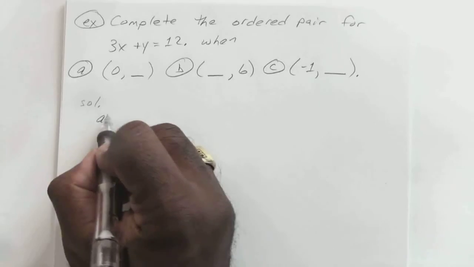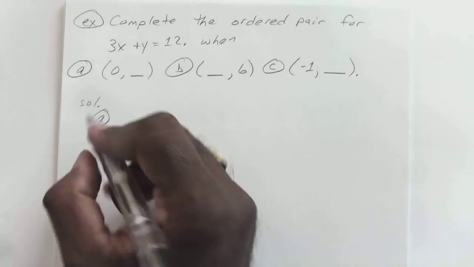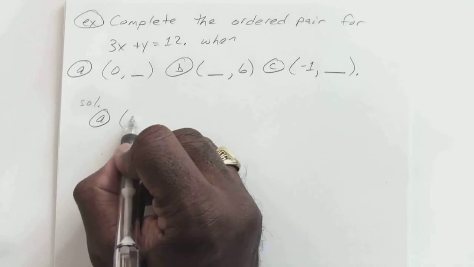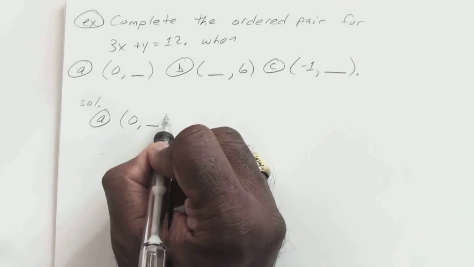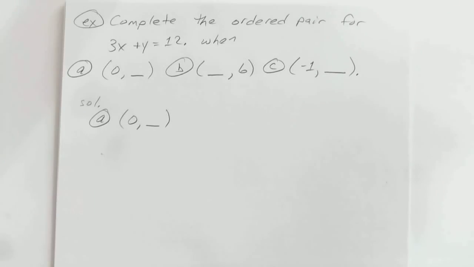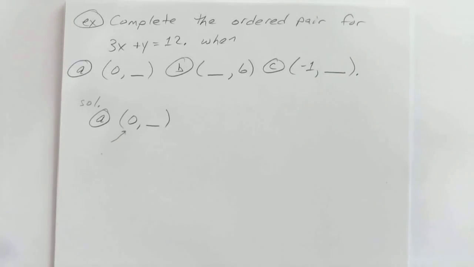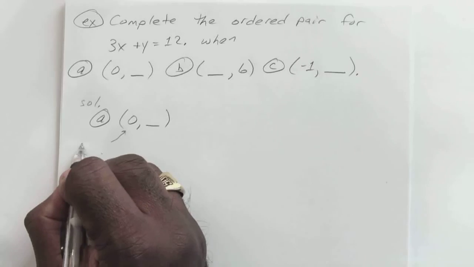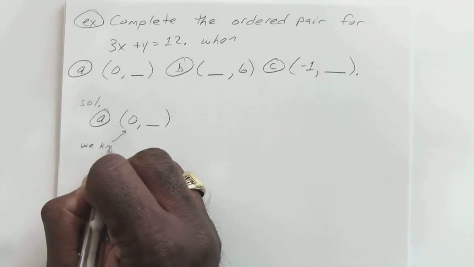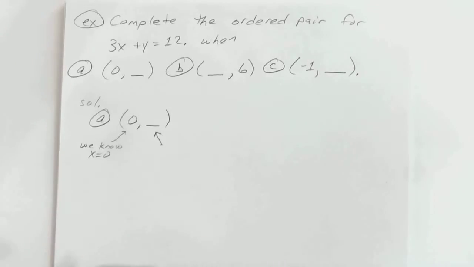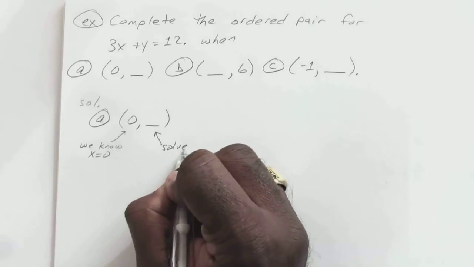Okay, so whenever they just give you one, you use that one to solve for the other. So we know we have 0 and some unknown. Okay, that's basically just telling us we know that x is equal to 0. And this is really just telling us solve for y.